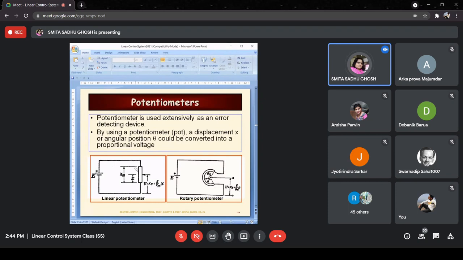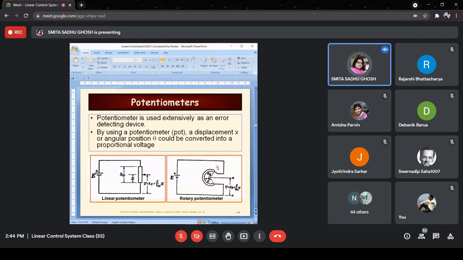So the linear displacement is directly being converted to an equivalent voltage, and hence, of course, it is a transducer, and this linear potentiometer will give us an output voltage from the reading of an input linear displacement. The input for this particular system would be the linear displacement, right?